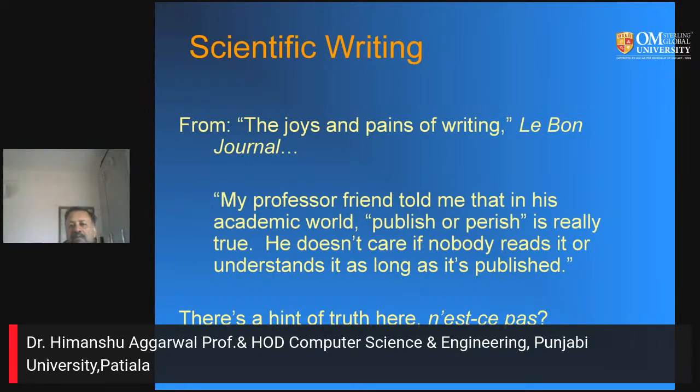From the joys and pains of writing, there is a journal. My professor friend told me that in his academic world, publish or perish is really true. He doesn't care if anybody reads it or understands it as long as it is published. This is a common notion: we are more bothered about getting our work published than about it being read, cited or understood by people. So this is a very big problem in research writing.